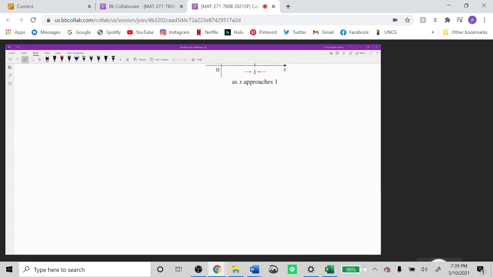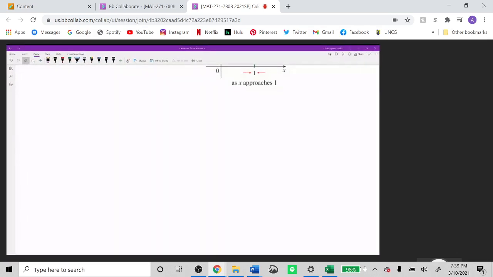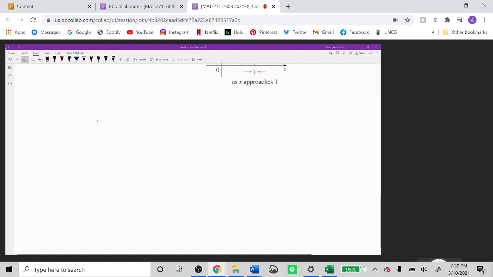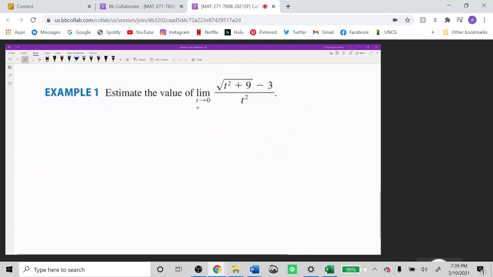Let's look at this example. Let's estimate the value of the limit as t approaches 0 of the square root of t squared plus 9 minus 3 all over t squared. We could try just plugging numbers into this, right? If we plugged 1 into this, for instance, we would get about 0.1622.